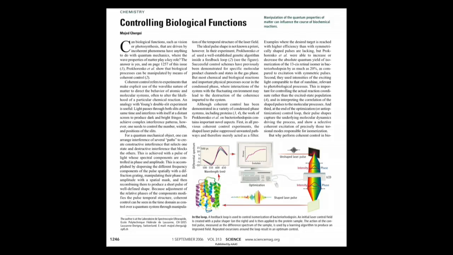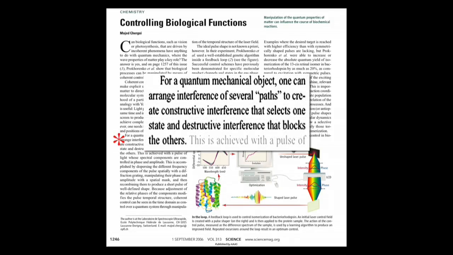So now we go back to the understanding of proteins. Why? Because proteins are where life comes from. I say, well, how do energy signals affect proteins? And here's the answer right out of this paper, Controlling Biological Functions. This is a paragraph. For a quantum mechanical object, one can arrange interference of several paths to create constructive interference that selects one state and destructive interference that blocks the others. This is exactly what we showed, is that energetic superposition, where energy waves come together, can create constructive and destructive interference. And in the nature of protein mechanisms, it reveals that constructive and destructive interference are selecting the conformational shape.